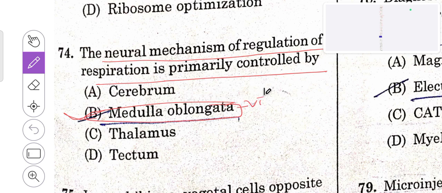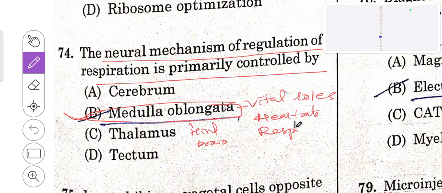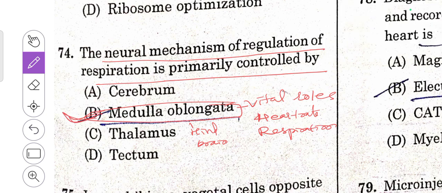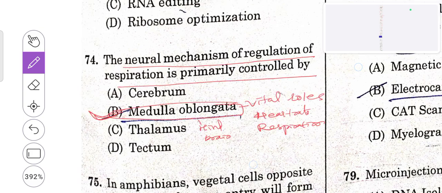Then 74th, the neural mechanism of regulation of respiration is primarily controlled by the medulla oblongata, where vital roles are played by this hindbrain part. It can control heart rate and respiration. Everything is controlled by this medulla oblongata. Vital roles.